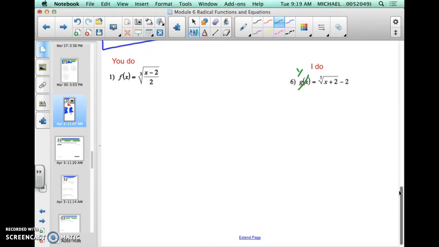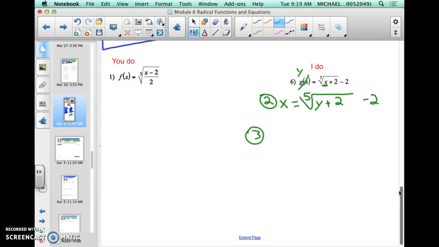g of x is now y, and then my second step is to switch the locations of x and y. And again, please don't be confused. All I'm doing is, instead of where I see x in that piece of the equation, I'm going to put a y in place of it. So I'm going to put x equals the 5th root of y plus 2, and then minus 2 outside of the radical.